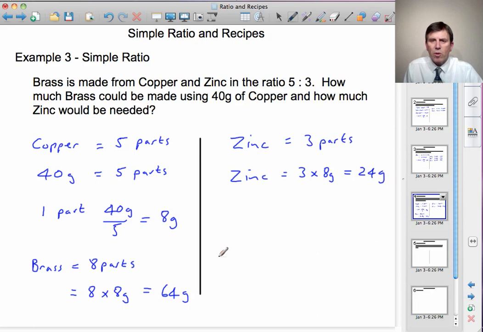So if we start with 40 grams of copper, we can make 64 grams of brass, but to do it, we'll also need 24 grams of zinc. And you can see that the 24 grams of zinc plus the 40 grams of copper, when they mix together, will give us this 64 grams of brass.